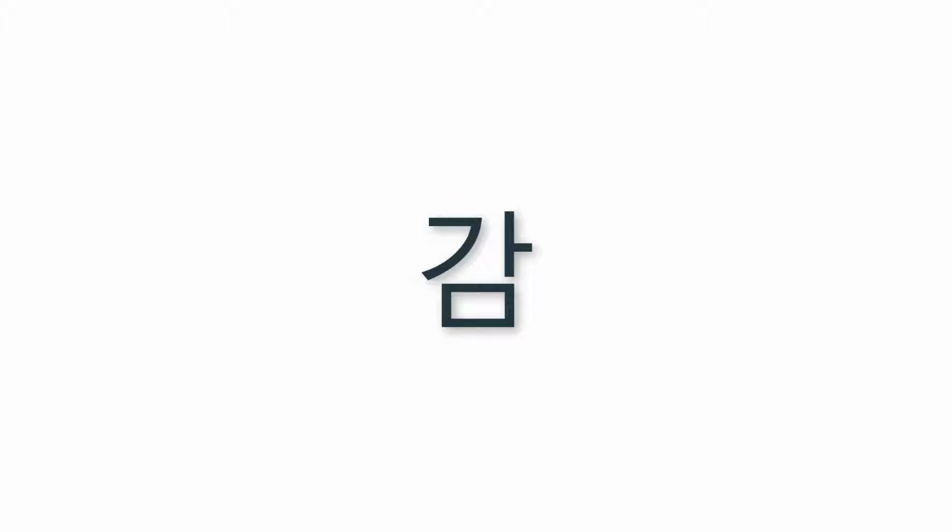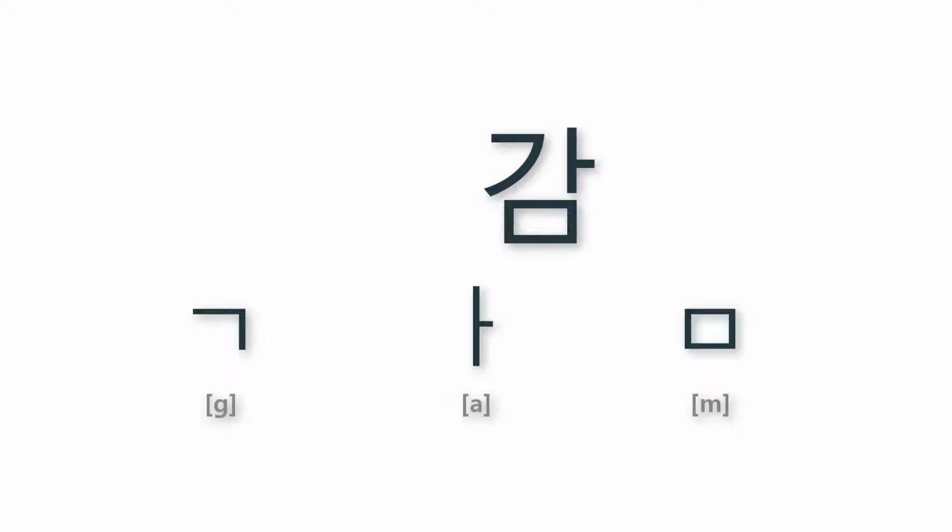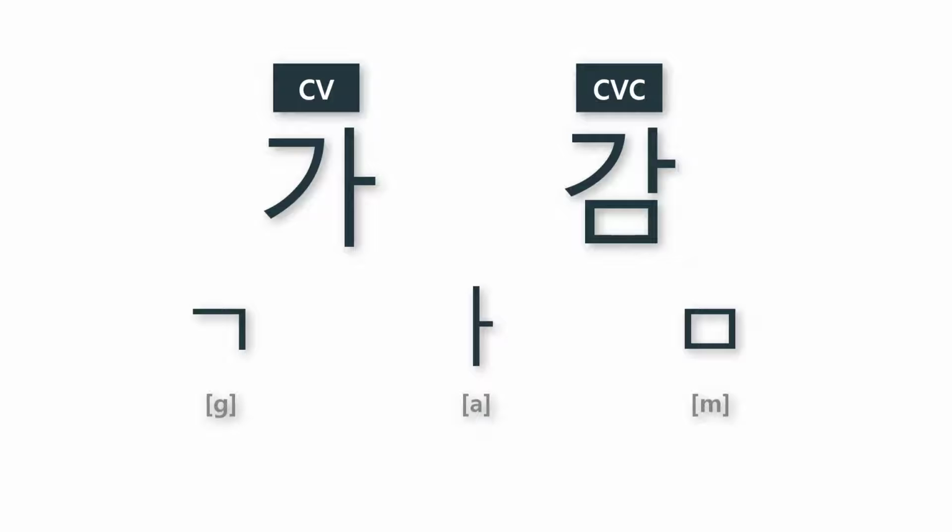Now, Korean syllables can also have a CVC combination, a consonant-vowel-consonant combination. Here's an example. 감, 감. Here we have the consonant letter 기역, the vowel letter a, and the consonant letter 미음. When we have a CVC combination, the final consonant letter is always positioned at the bottom of the syllable. So everything has to be squeezed in a little to fit into a syllable block.